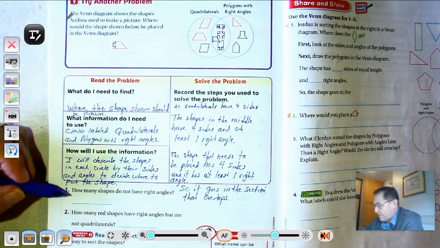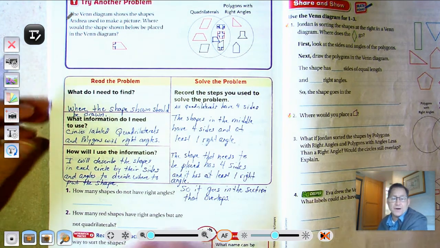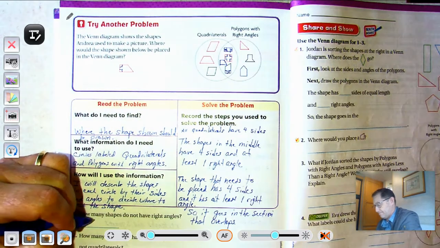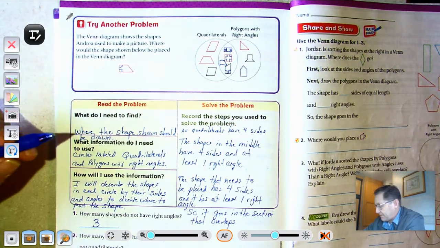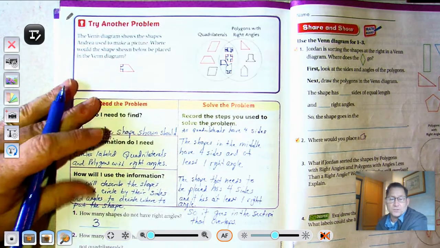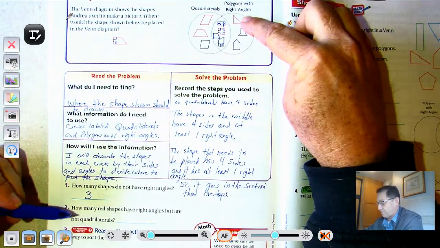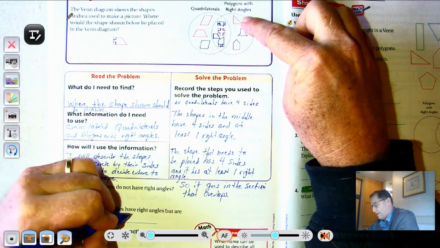So now, number 1, how many shapes do have right angles? 1, 2, 3. How many red shapes have right angles but are not quadrilaterals? Red shapes with right angles but not quadrilateral. 1, just the triangle.